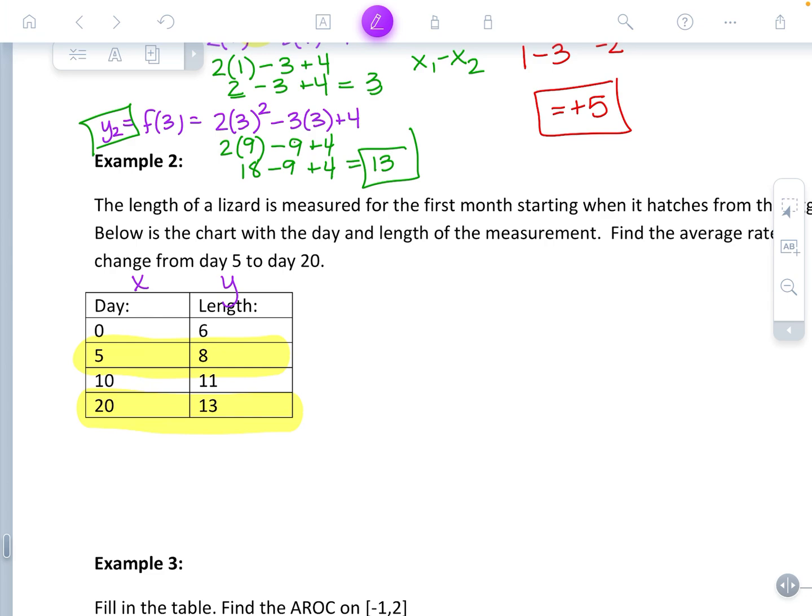So now I have my x1s and my y1s. I'm going to write them as points because that's how I wrote them before. 5, 8, and 20, 13. Here's my x, y, x, y. Choose one of the points to be first and the other to be second. Okay, so now we need to plug it into my formula.